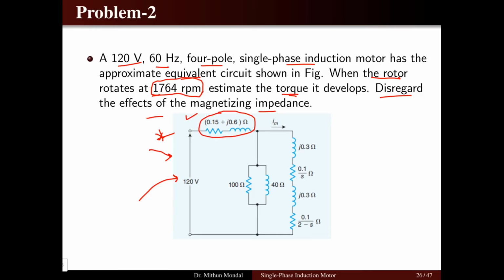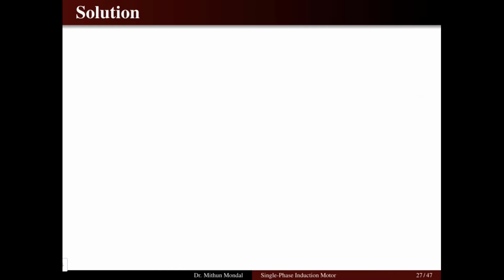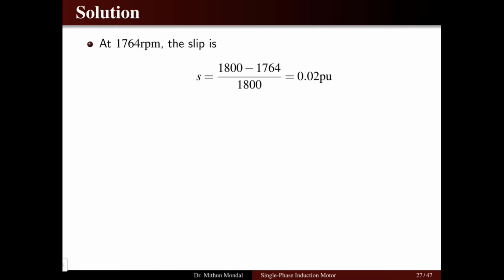This is the stator parameter denoted by Z1, and these are the parameters of the rotor under the condition of forward field and backward field. The core losses and the magnetizing impedance are also given to us. So let us see the solution. The speed given is 1764 rpm. So we can obtain the slip value, which is the synchronous speed minus the rotor speed divided by the synchronous speed, which comes to 0.02 per unit.